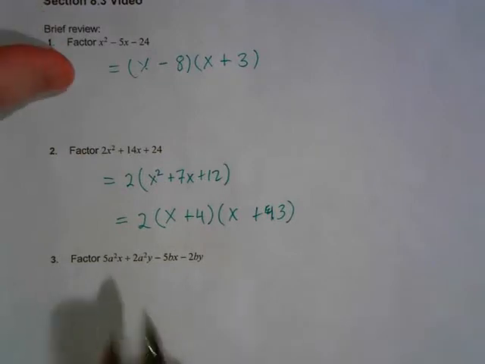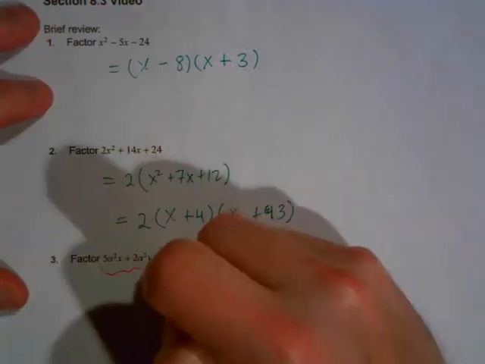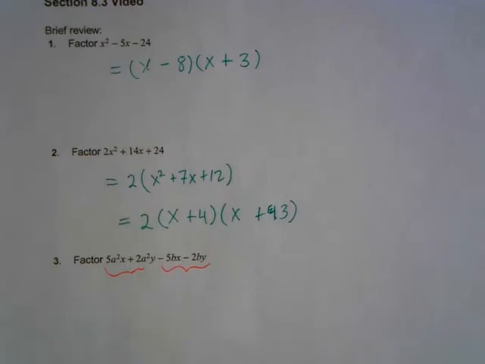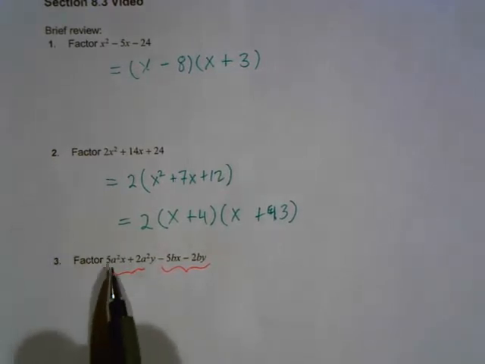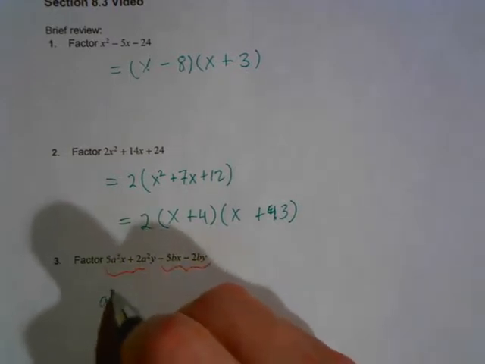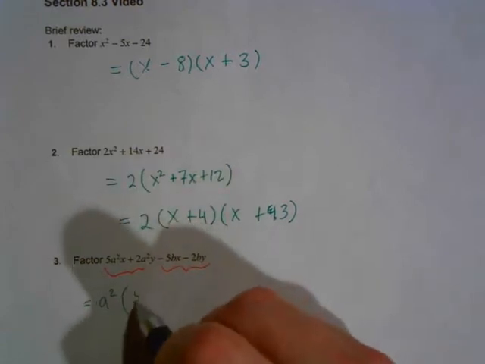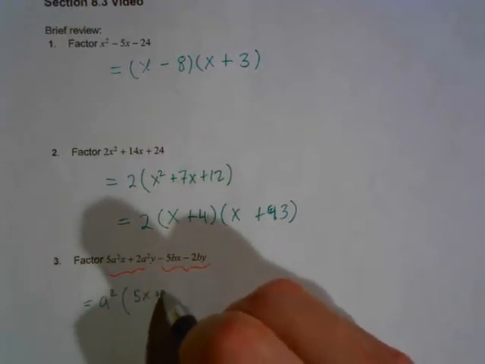Okay, and then the next thing we did is we learned how to factor when we had 4 pieces. And when we had 4 pieces, our technique was to group, and we grouped them in pairs. So we'd look at this pair, we look at that pair. We begin by taking out the greatest common factor. In the first pair, the greatest common factor is an a squared. And left over, 5x plus 2y.